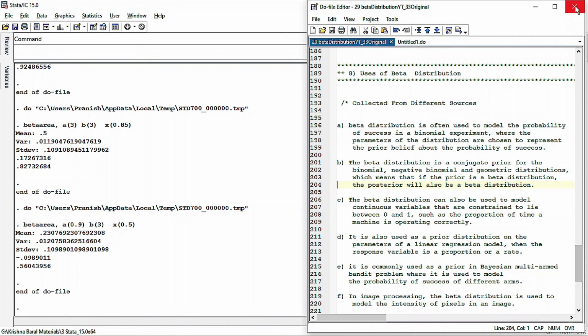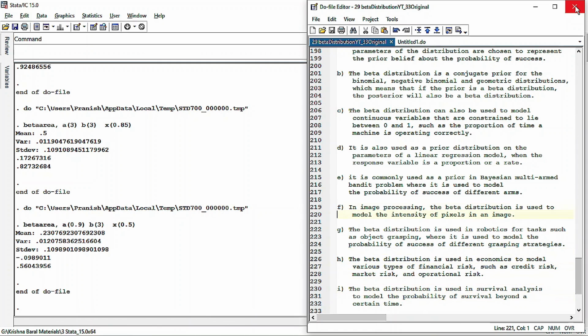The beta distribution can also be used to model continuous variables that are constrained to lie between 0 and 1, such as the proportion of time a machine is operating correctly. It is also used as a prior distribution on the parameters of the linear regression model when the response variable is a proportion or a rate. It is commonly used as a prior in Bayesian multi-armed bandit problems, where it is used to model the probability of success of different arms.